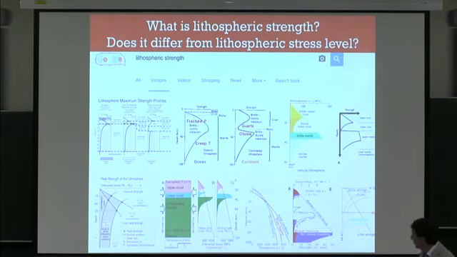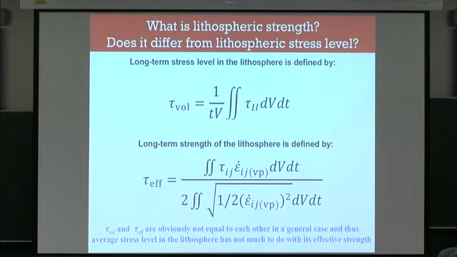However, let's try to quantify both of these quantities. Let's take an elementary volume of the lithosphere and then define what the long-term stress level in the lithosphere is. So we have a volume and we have a period of time over which we are quantifying stress level in the lithosphere. Stress level, deviatoric stresses, can be represented by the second stress invariant, and then we just integrate this quantity over volume and over time. So this is what stress level in the lithosphere is.